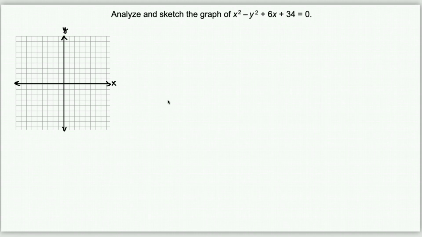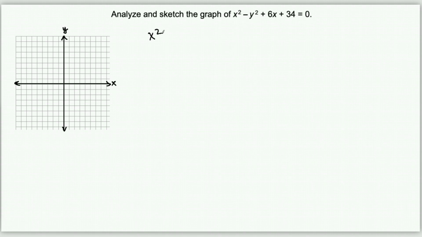Analyze and sketch the graph of x squared minus y squared plus 6x plus 34 is equal to 0. So the first thing you want to do is complete the square so that you find the equation of a hyperbola in this case, because there's a minus coefficient of the y squared. You want to find this hyperbola equation in standard form, right?